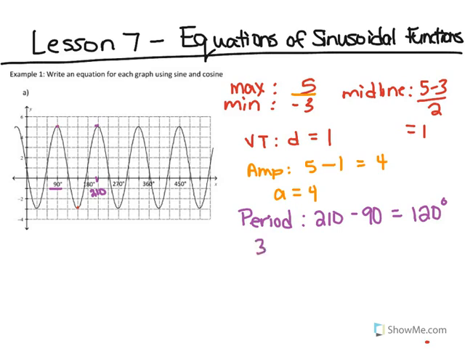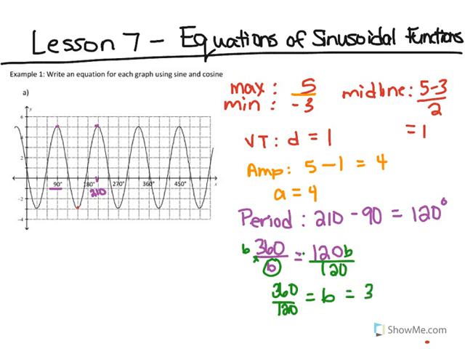We know that 360 degrees over b is equal to our period length. We know our period length is 120. So we want to solve for b. To do that, we're going to switch places the b and the 120, because if we multiply by b, then divide by 120, we have 360 over 120 is equal to b. And if you divide those two numbers, you get 3. So our b value is 3.